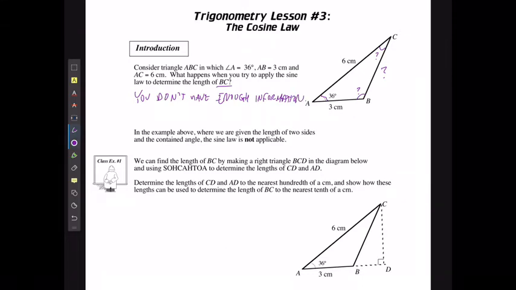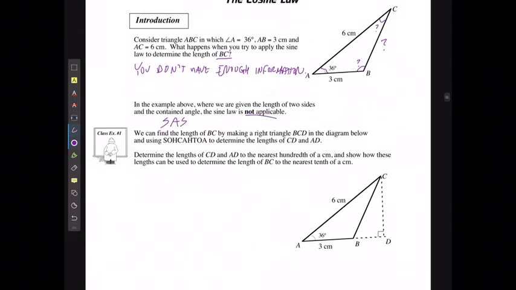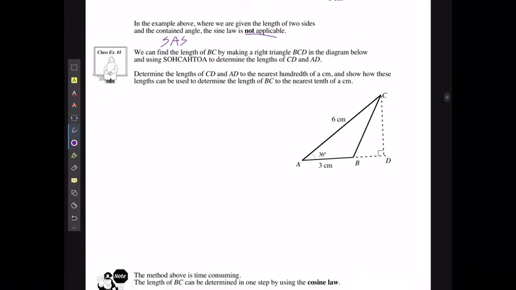So, in the example above, we're given the lengths of two sides and the contained angle, or side angle side, like we learned in the last unit. The sine law is not applicable. We can find the length of BC by making a right angle triangle where we're going to expand out the length of AB to a third point of D and creating this right angle triangle that exists here.